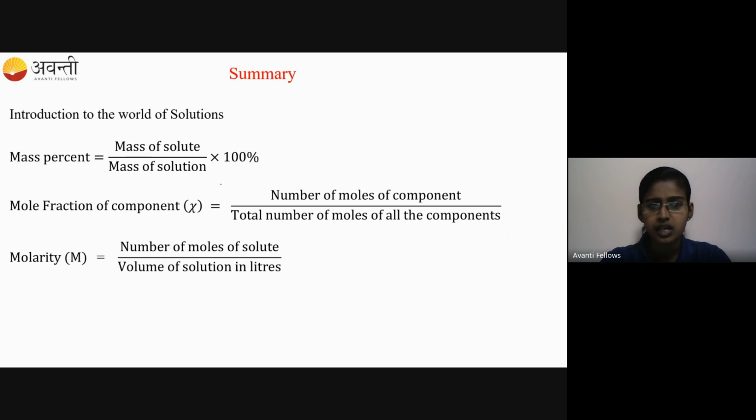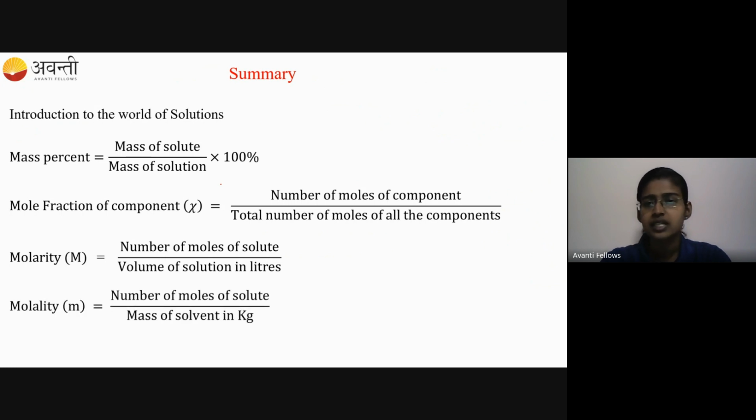And then coming to the last, molality, it is number of moles of solute divided by mass of solvent in kilogram. So all the four formulas are very, very important, for your class 11 as well as for your class 12.